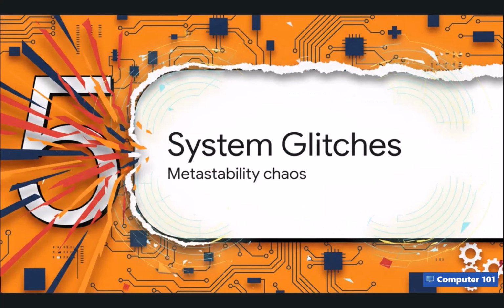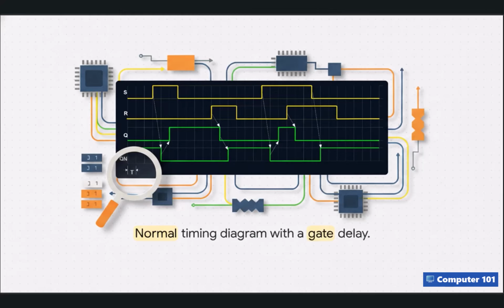Let's look at Section 5, Metastability and System Glitches. The forbidden state itself is bad enough, but it's actually what happens when you try to leave the forbidden state that absolutely terrifies engineers. This brings us to a concept called metastability.